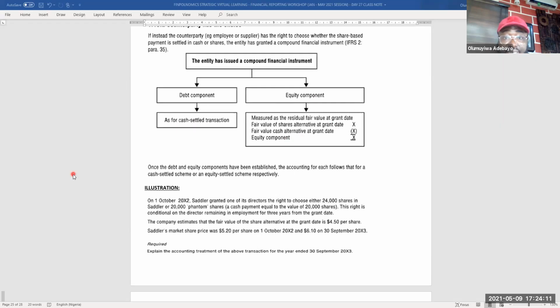Now, what you are seeing here as equity component is the residual. And what is the residual? The residual is the difference between the fair value of the share alternative at grant date and the fair value of the cash alternative at grant date. Now, to look at that specifically, that's why we are looking at this illustration, where you can proceed to read the illustration.